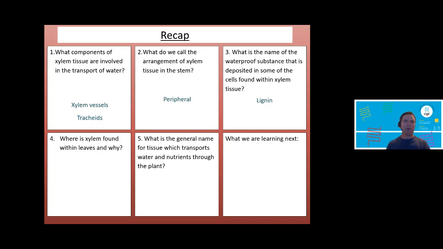Where is xylem found within leaves and why? It's in the midrib and veins, and why it's flexible and resists tearing. And the general name for tissue which transports water and nutrients throughout the plant is just vascular tissue.